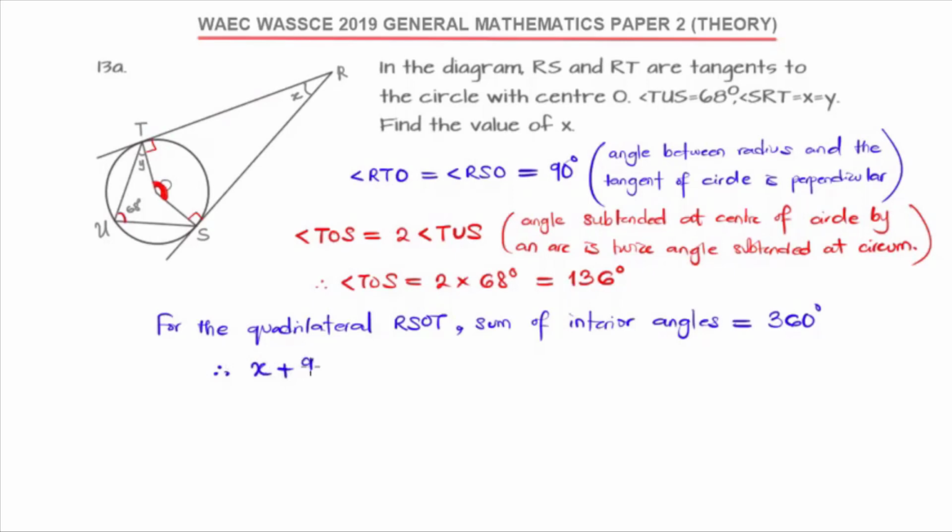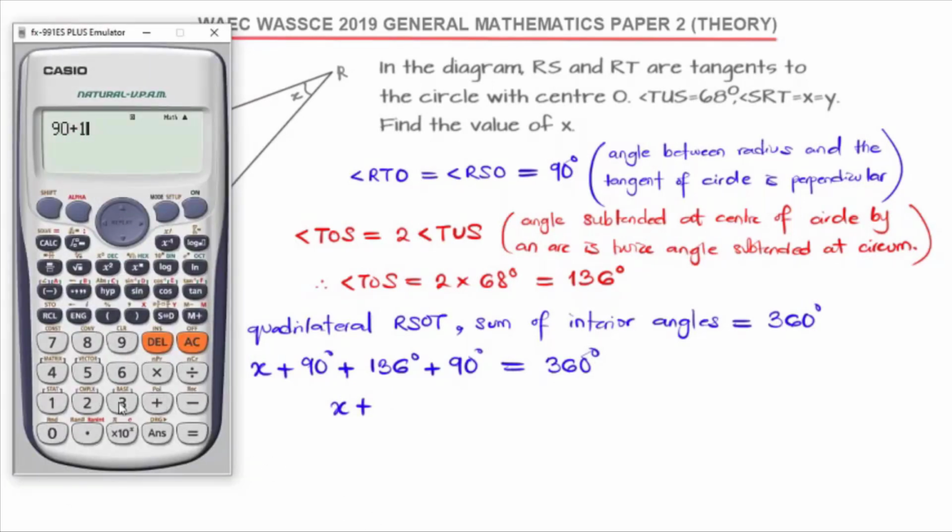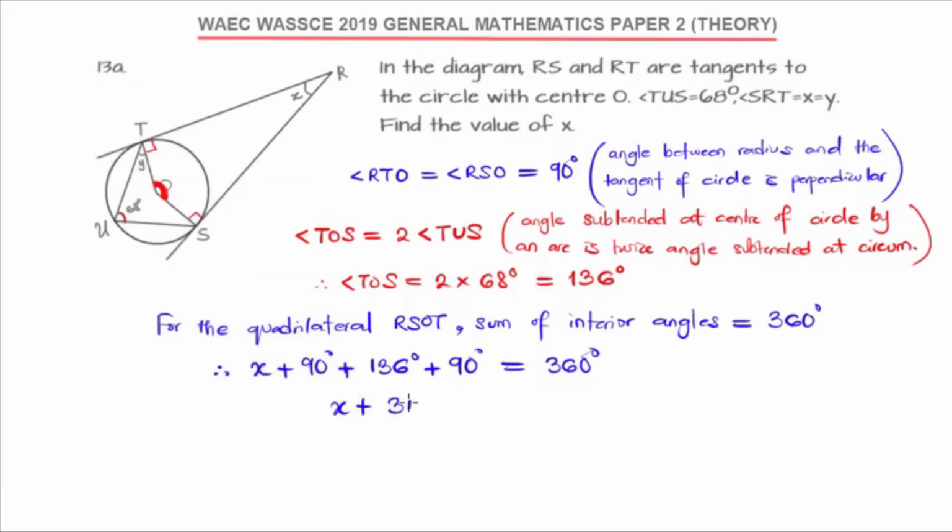So we can say angle X plus 90 degrees, plus the angle at the center of the circle, 136 degrees, plus the other angle between the tangent and the radius, 90 degrees. They will all add up to 360 degrees. So if we bring in our calculator to sum, 90 plus 136 plus 90, that's 316 degrees. So x plus 316 degrees is equal to 360 degrees, such that x will be 360 minus 316 degrees, and that will be 44 degrees. So that is the solution to our problem here.